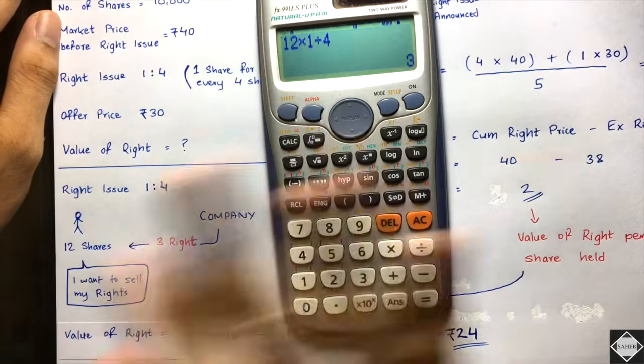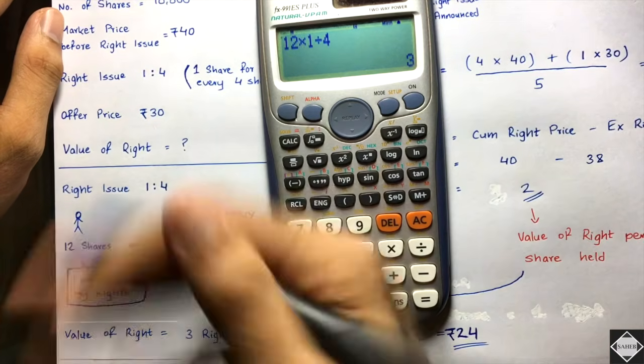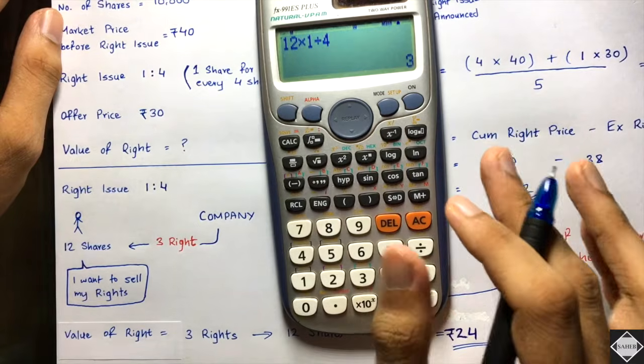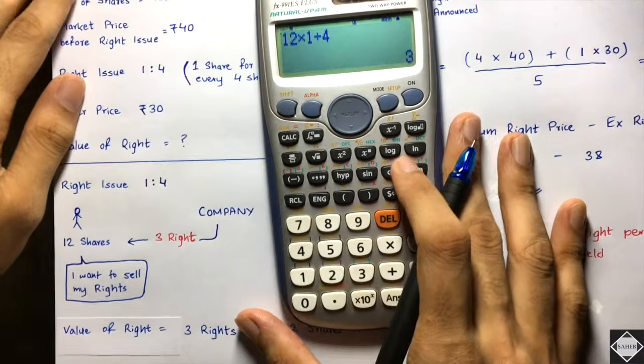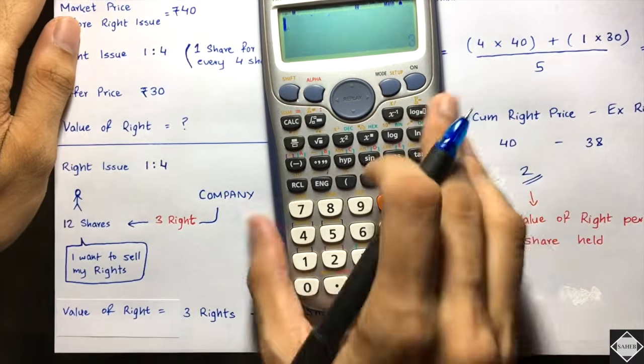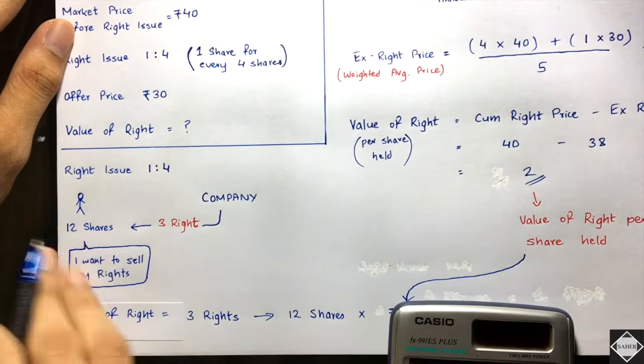But now you decide, I want to sell my rights. I don't have money to subscribe right now. I'm short of funds, so I just want to sell the rights and get the money. I just want to get whatever monetization is available in that right. So let's calculate the value of right here. In this personal case of this shareholder, what is the value of right for him?